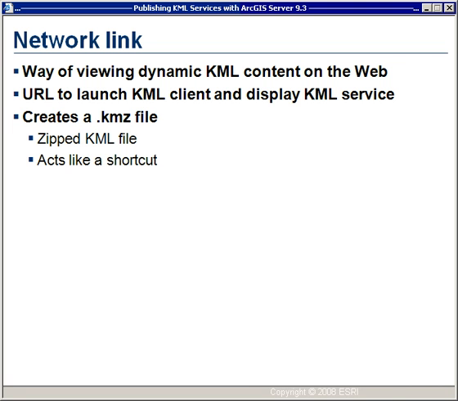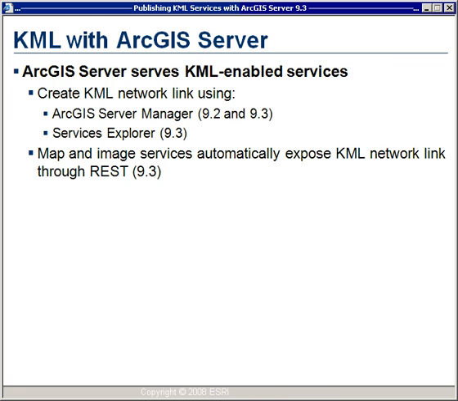So the network link file, more information about that: it is a way of viewing dynamic KML content on the web. Really what it boils down to is it's a URL to launch a KML client and to display that KML service. So when you create a network link, what you're doing is creating what we call a KMZ file. That KMZ file is a zipped up KML file, and it acts like a shortcut. So it's a shortcut to your client and your KML service that you're going to work with. Now within ArcGIS Server, ArcGIS Server will serve out KML-enabled services.